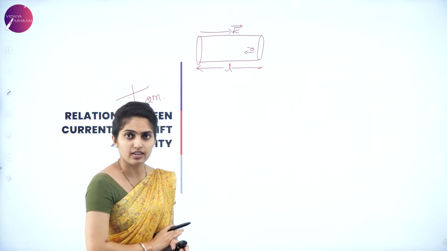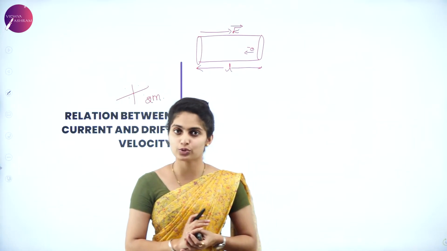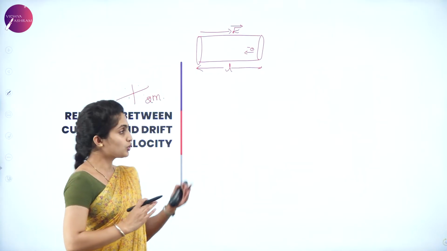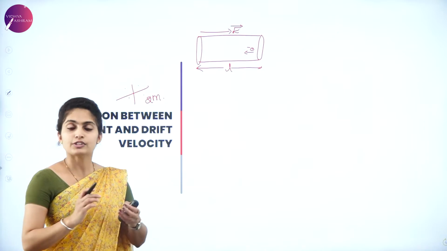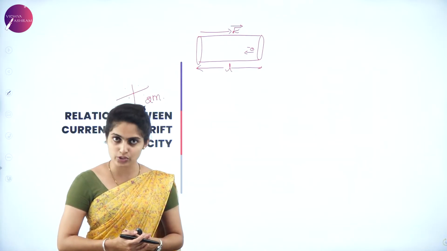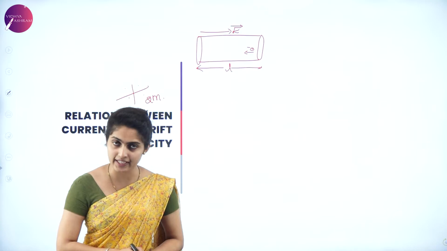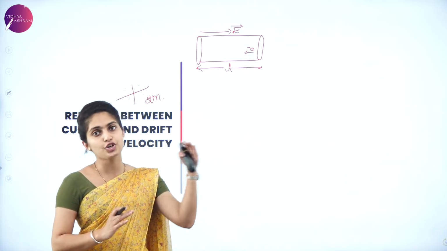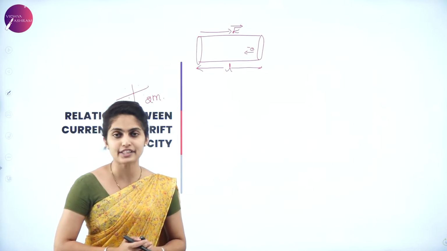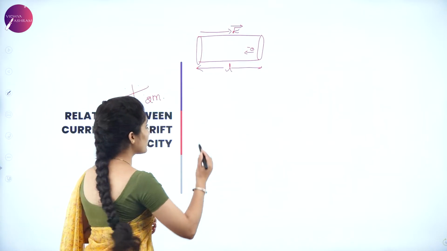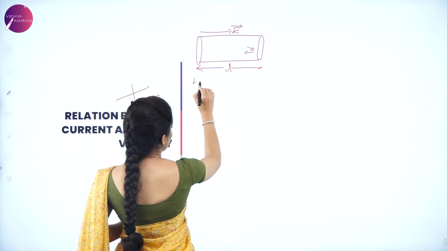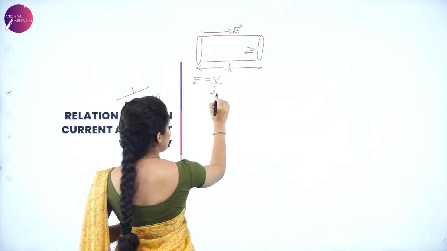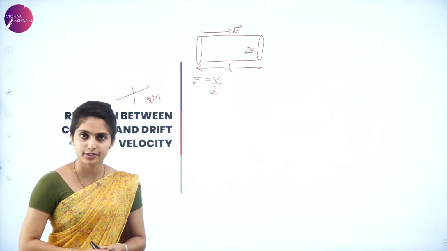And this conductor is connected to a source. Without connecting to a source, you will never get the electric field. So this is the conductor, connected externally to a source, having a length L, in which the electric field is directed opposite to the flow of electrons. So how do you calculate the electric field? Electric field E is equal to the potential given per unit length of a wire or a conductor.